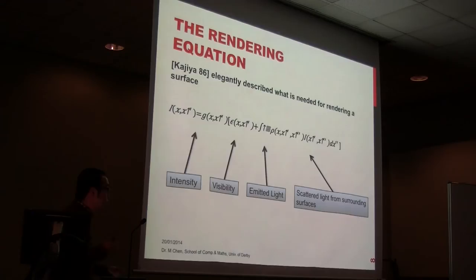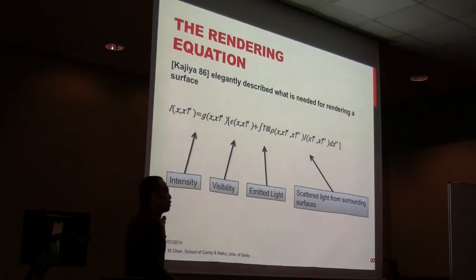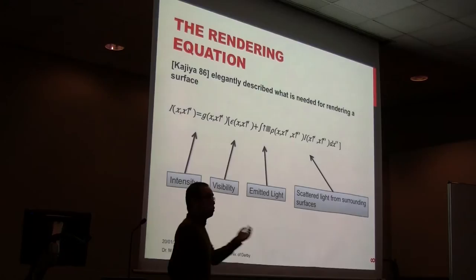I talked about it, this idea is not to scare you. It's actually to tell you how an equation can sometimes express a very complex idea. We talked about previously that the rendering pipeline is to determine the color or the lighting of a specific point on the surface.